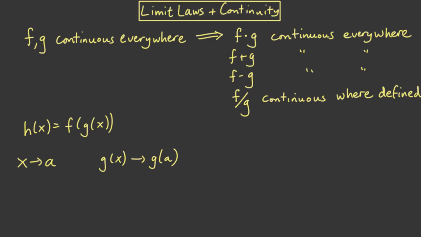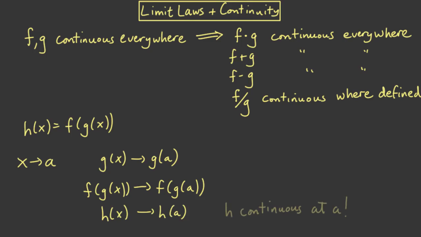But we also know that f is continuous at g of a, so we've got some value approaching some point. That means f of this value is going to be approaching f of that point. F of g of x is going to be approaching f of g of a. And we can translate that as h of x approaching h of a. In other words, h is continuous at this point a. So up above, we can say that if f and g are continuous everywhere, then f composed with g will also be continuous everywhere. And this little circle, if you've never seen it before, that just denotes composition.